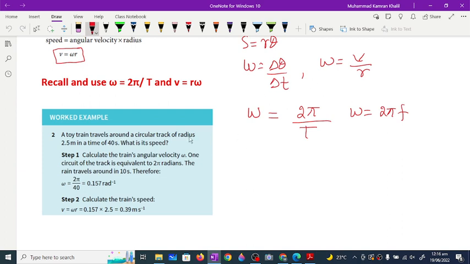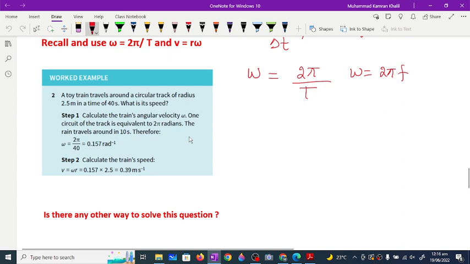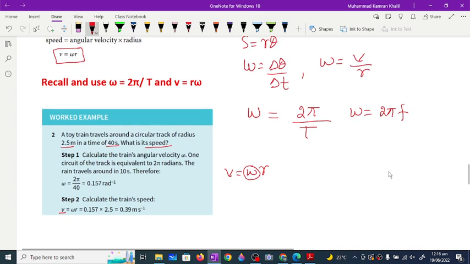Now the worked example: a toy train travels around a circular track of radius 2.5 meters. The radius is given, then the time is given. He is asking about the speed. He is not asking about the angular speed. So this is the point where many students make a mistake. In order to calculate the speed, we must know that v is equal to omega r, but we do not have the value of omega, and we can calculate omega by using the formulas given above. So from the above four formulas, we will use this formula.